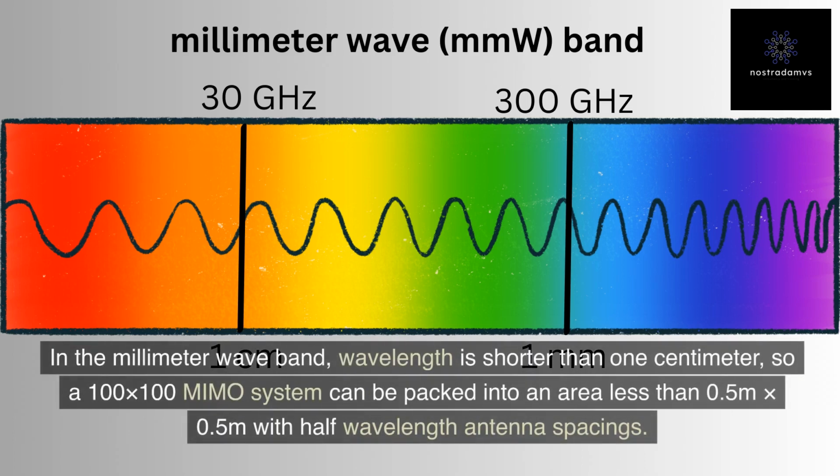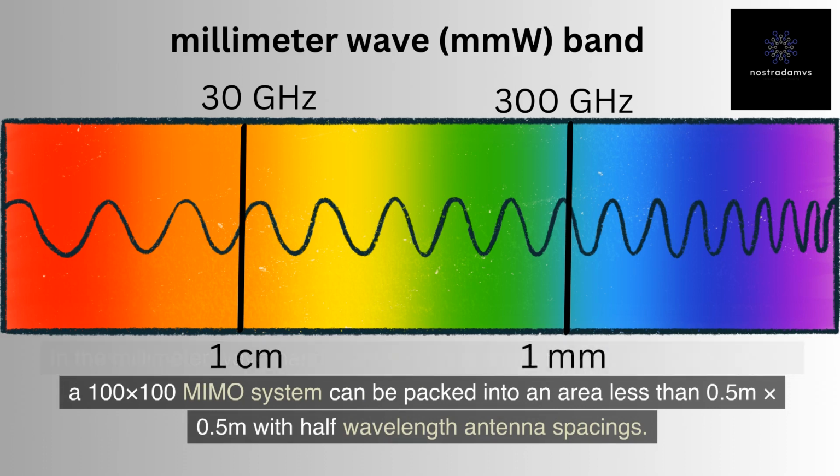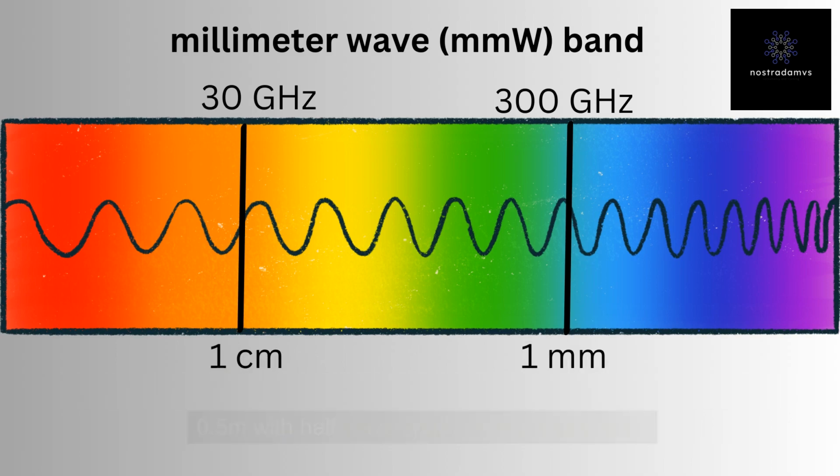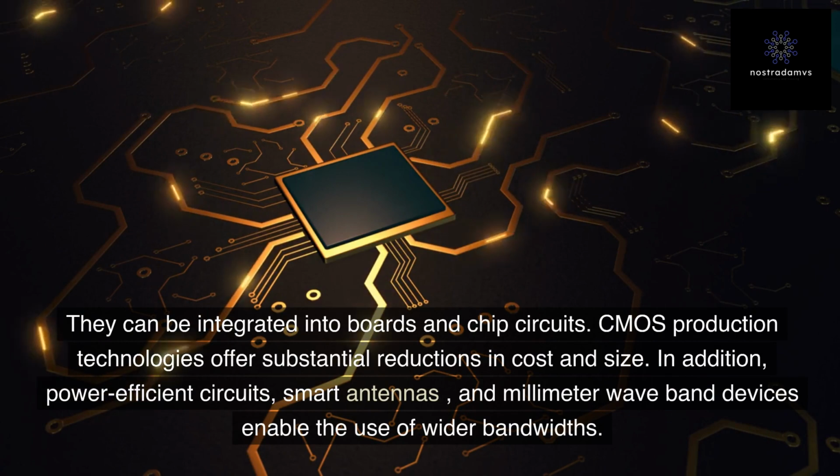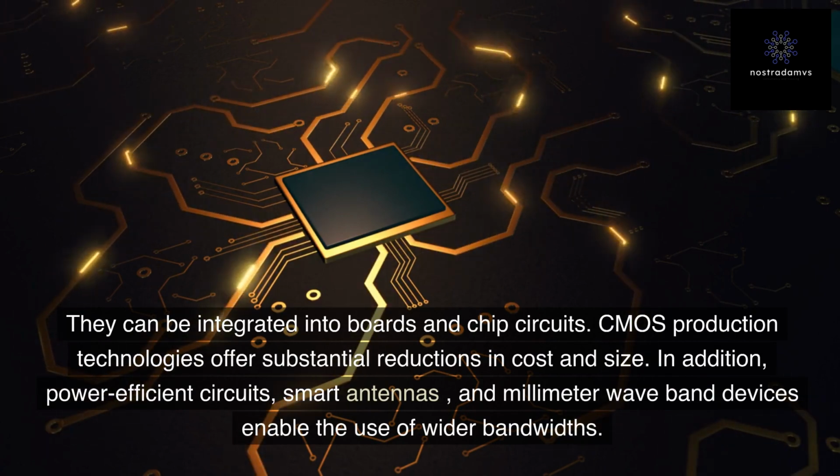In the millimeter wave band, wavelength is shorter than 1 centimeter, so a 100 x 100 MIMO system can be packed into an area less than half a meter times half a meter with half wavelength antenna spacings. They can be integrated into boards and chip circuits. CMOS production technologies offer substantial reductions in cost and size.